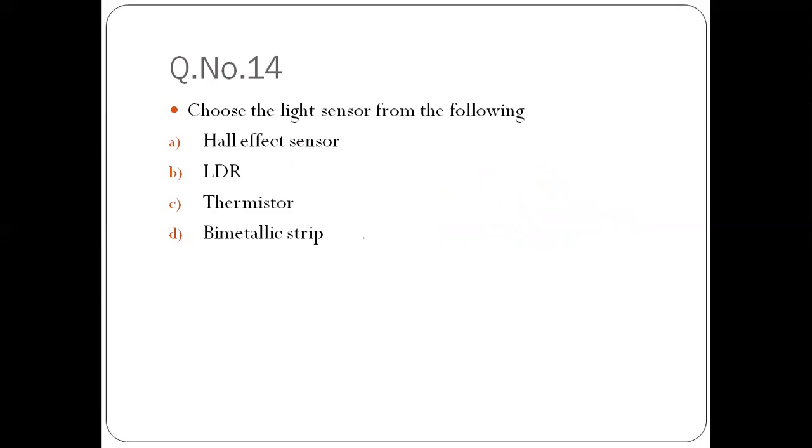Choose a light sensor from the following. Hall effect sensor is a displacement sensor. Thermistor is a temperature sensor. Bimetallic strip is also used to measure temperature. Therefore, LDR, light dependent resistor, is an example of a light sensor. Other light sensors include photodiode, phototransistor, photoresistor, etc.